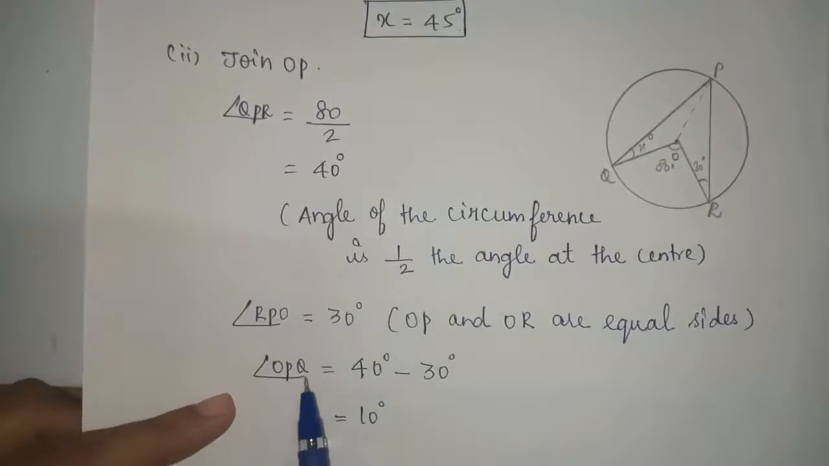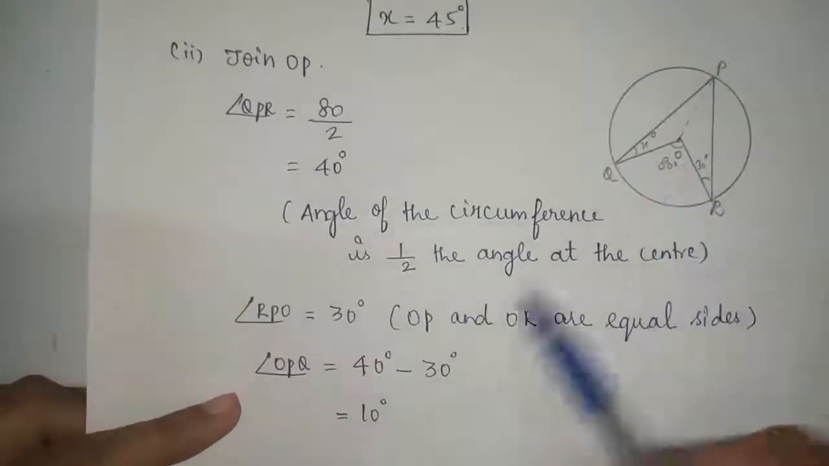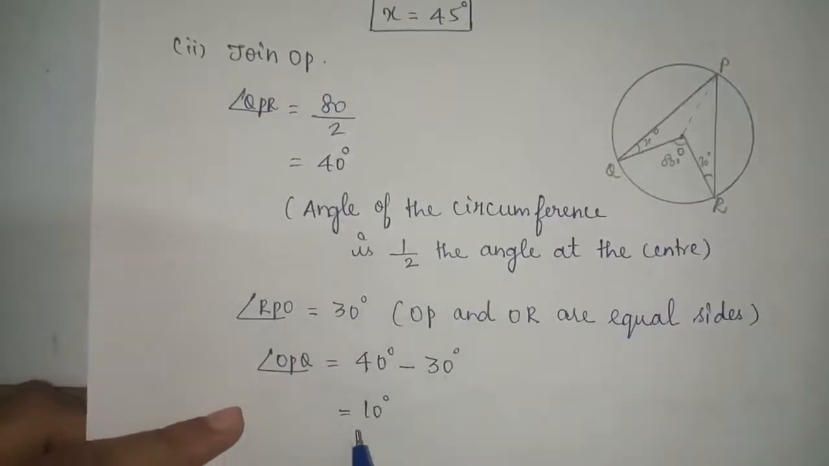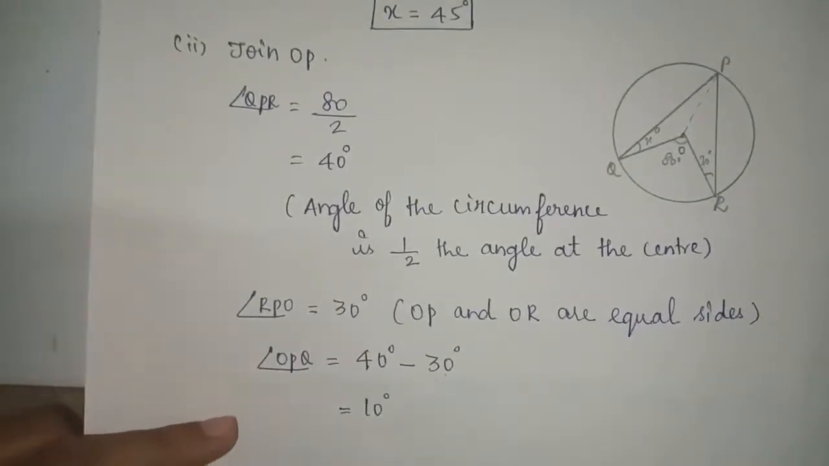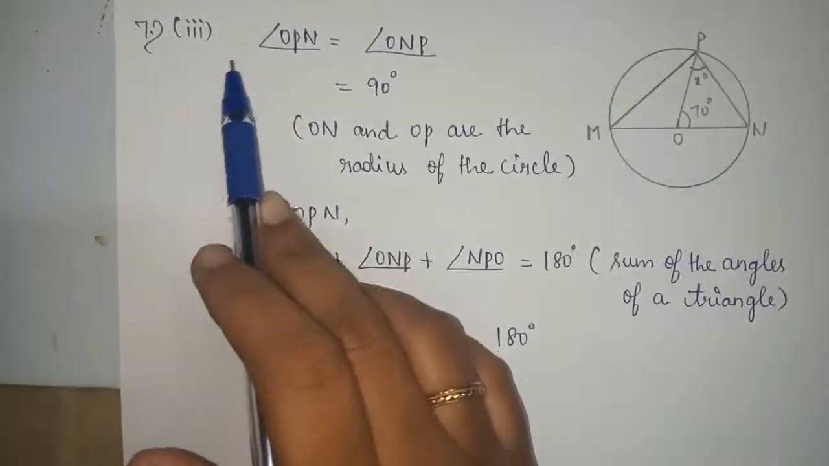So angle OPQ is nothing but 40 degree minus 30 degree, which is equal to 10 degree. Therefore, angle OQP is equal to 10 degree because OQ and OP are equal sides. Therefore, we find x is equal to 10 degree. Next, problem number 7, third subdivision.